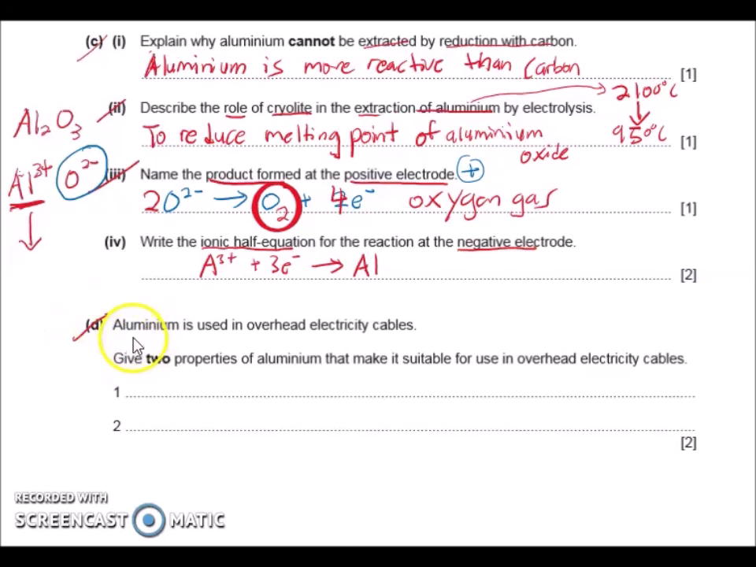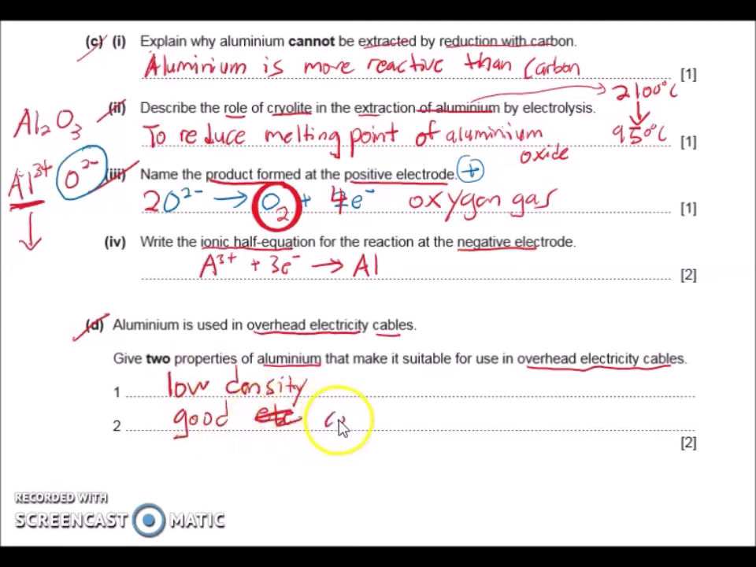So number D, aluminium is used in overhead electricity cables. Give 2 properties of aluminium that make it suitable for use in overhead electricity cables. So you can say because aluminium is light, okay, so you can say it's less dense, or you can say it has a low density. Okay, it is not heavy like copper or iron, and also it is a good conductor of electricity. Good conductor.